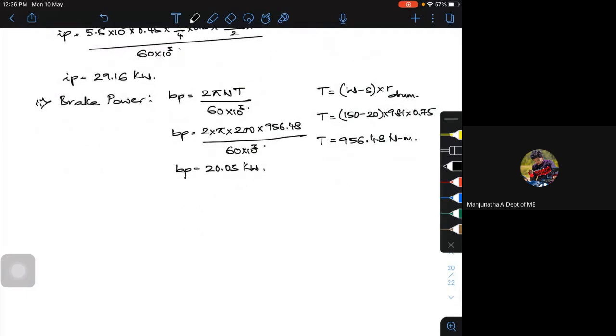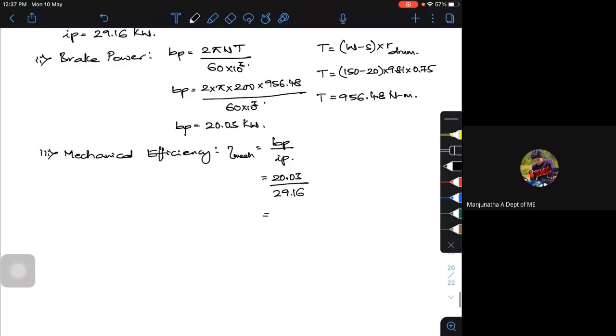It's a simple thing. So mechanical efficiency, okay, it is BP by IP. So it is 20.03 divided by 29.16. So I am getting around 68.68 percentage, or 68.68 means I round it up to 68.7. 68.7 percentage. This is my mechanical efficiency.